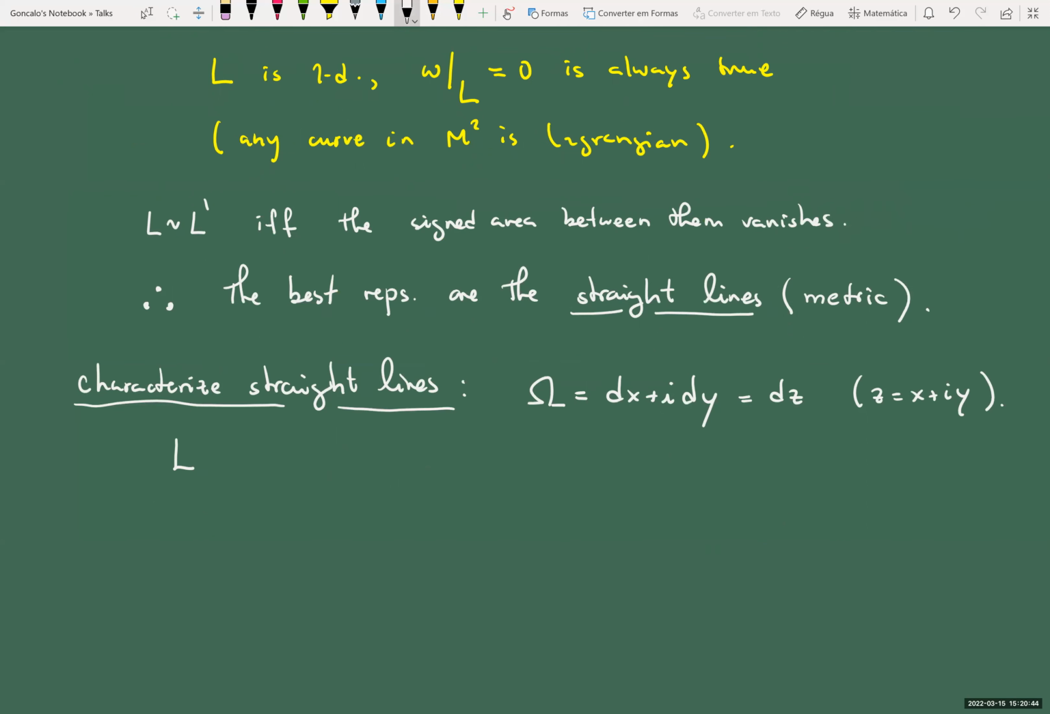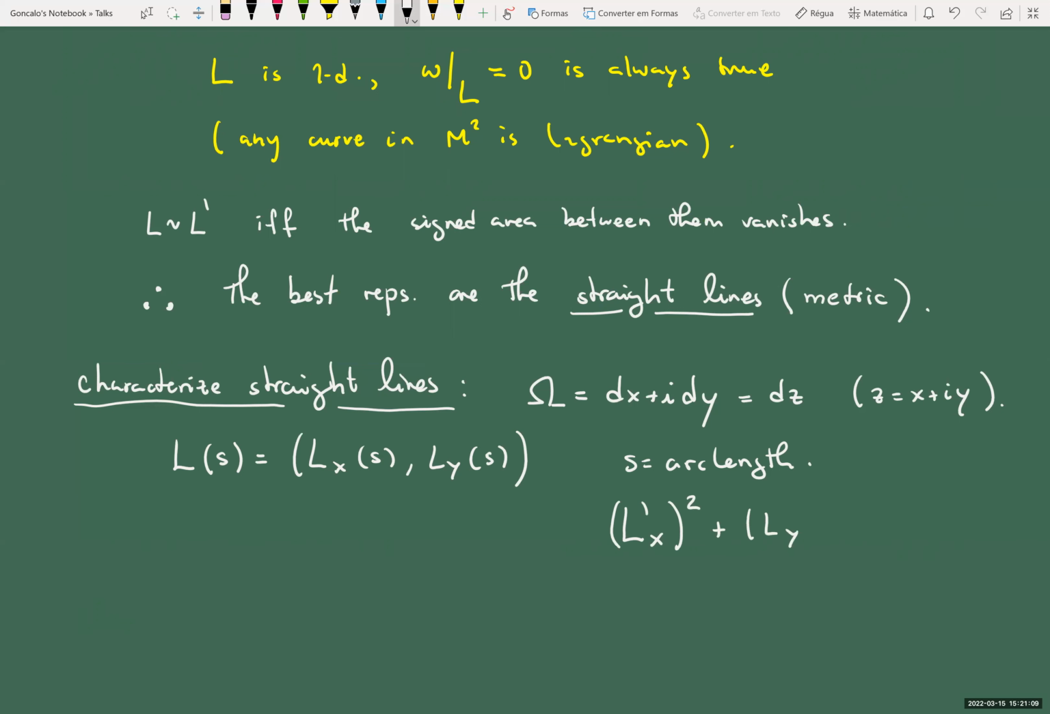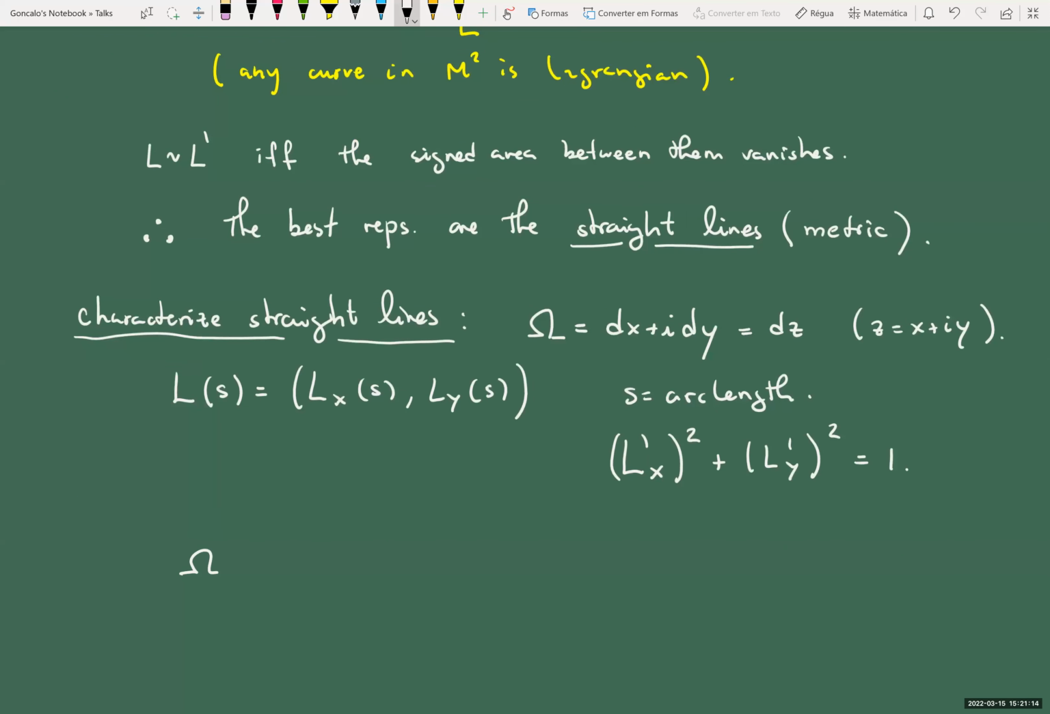And I'm going to parameterize a Lagrangian using arc length. So Lx of s, Ly of s. That's a parameterization where s is the arc length parameter. S being the arc length parameter simply means that the velocity vector has norm 1, right? So that's what this means. And now I'm going to restrict that capital omega to L. And what do I get? I'll get Lx prime plus i Ly prime ds.